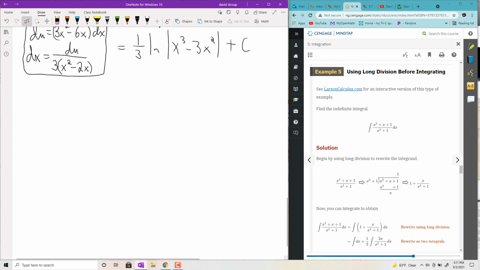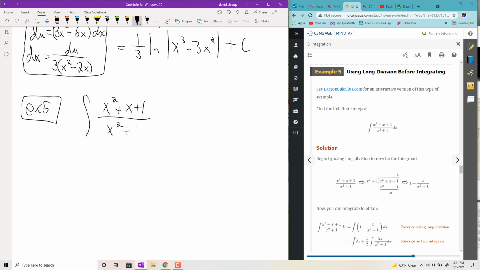Long division problems. So you're going to have to remember how to do long division to get some of these problems done. So we have x squared plus x plus 1 all over x squared plus 1 dx. Okay, so if you have the same degree in the numerator and denominator, you do long division. There's other tricks you can do. If the degree of the numerator is higher than the degree of the denominator, you definitely do long division.